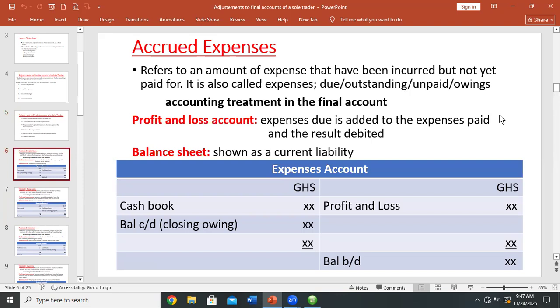Accrued expenses. Prof Josephine, please, can you read for us? I think today we'll do one lady, one gentleman doing the reading.